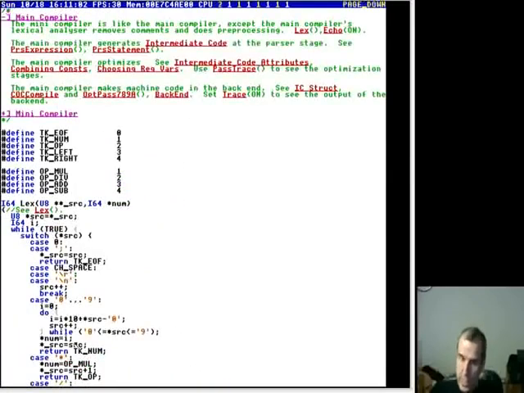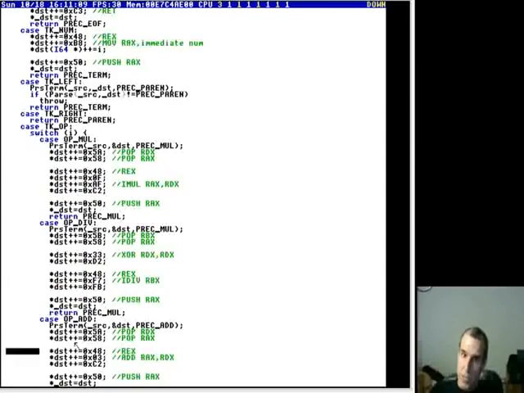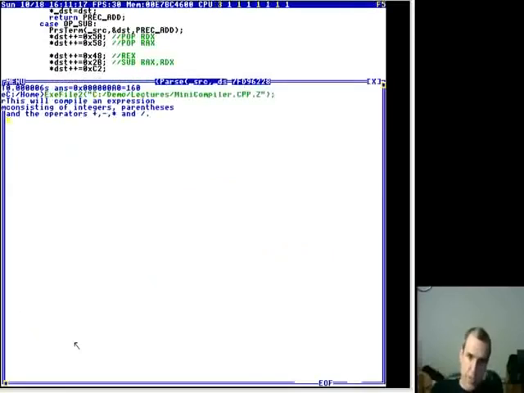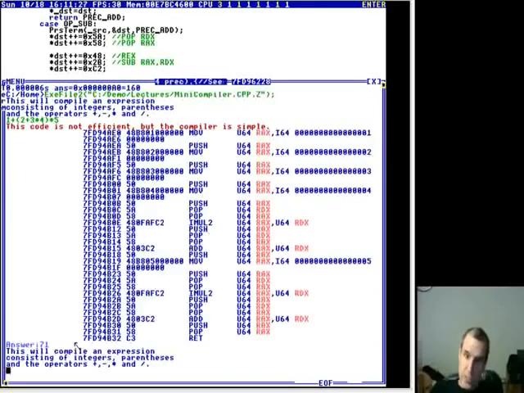Okay, so we got Lex. This is a stack machine. This is making machine code here, okay? And it's doing a malloc, and it's placing the machine code right in there. So this is for expressions. 1 + 2 + 3 × 4 times 5. This is a compiler.